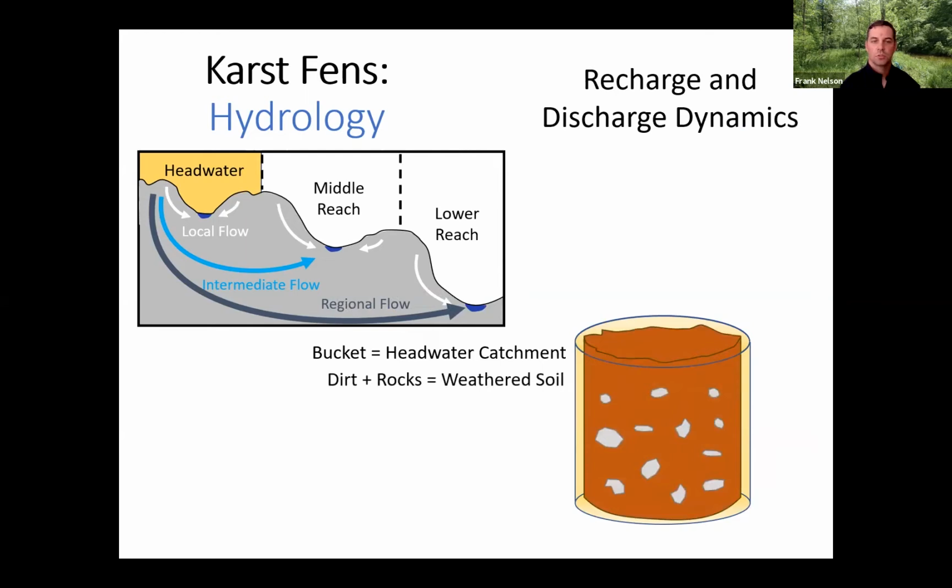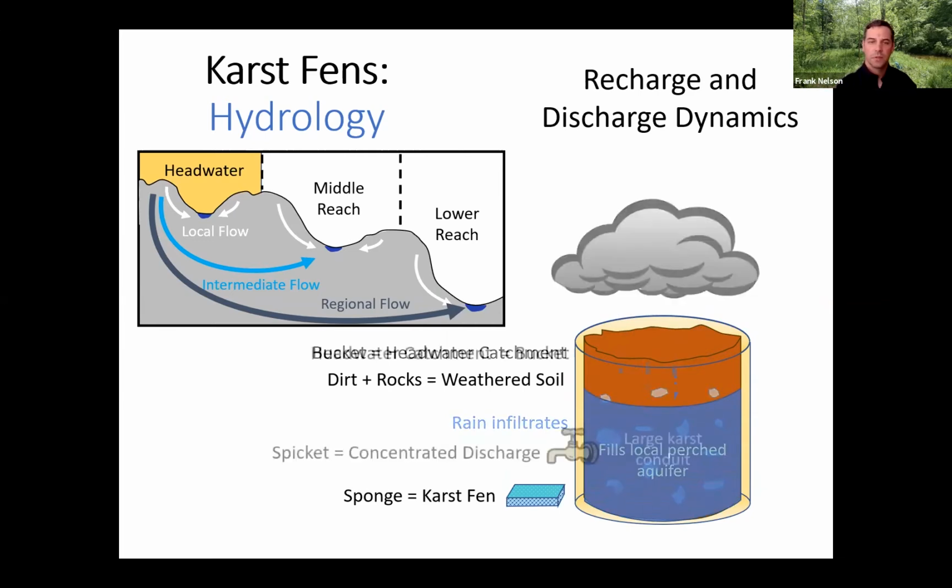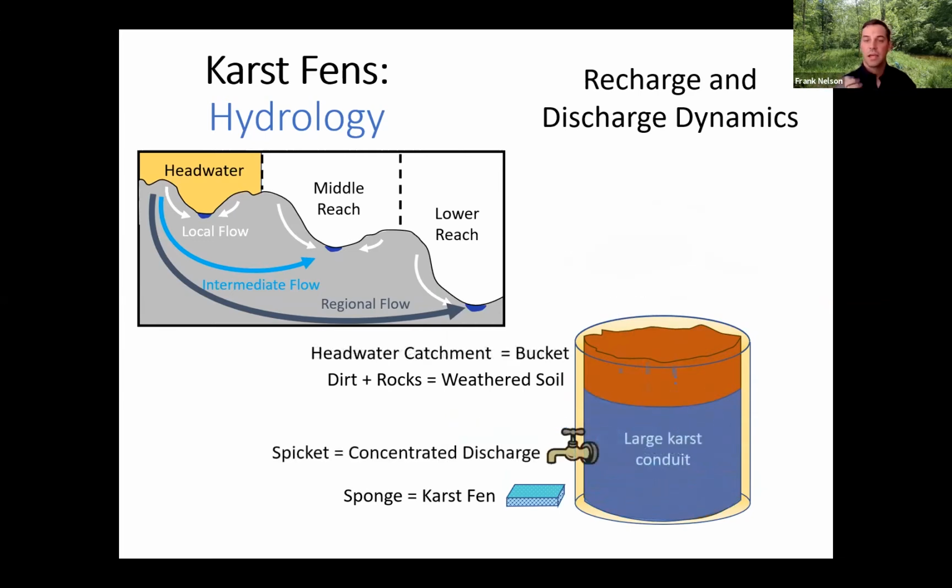To kind of think about this, the headwater catchment, let's think of a bucket. And let's throw some dirt and rock in these buckets to kind of model the weathered soil that's occurring. And then let's think about a sponge being our karst fen. And so as we have rain that infiltrates the hillsides, this fills up the locally perched aquifer. And we might think, hey, this is a karst system, therefore we have a large karst conduit like a spigot, but that's not necessarily the case here.